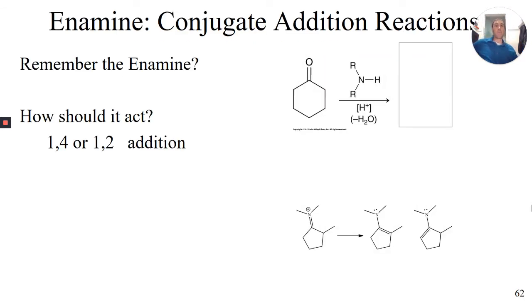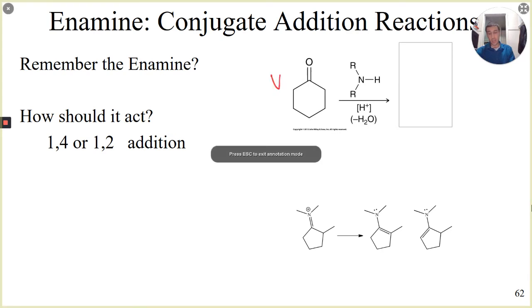This, I told you the enamine was going to come back. This is where it comes back. How should the enamine react? So first off, we need to get the enamine. That enamine is being specified here in this upper right-hand corner. We would take a secondary amine to our groups, and we would react that with our carbonyl.